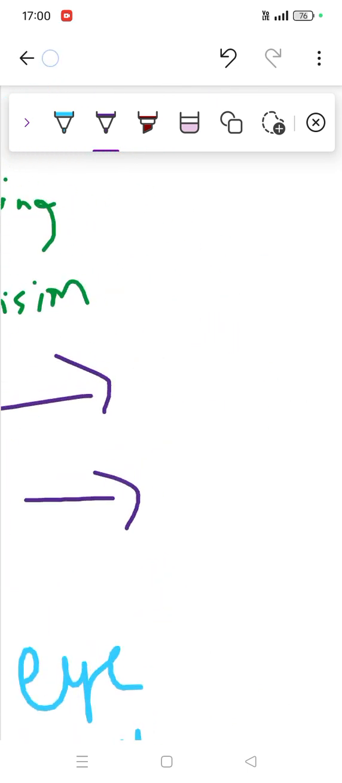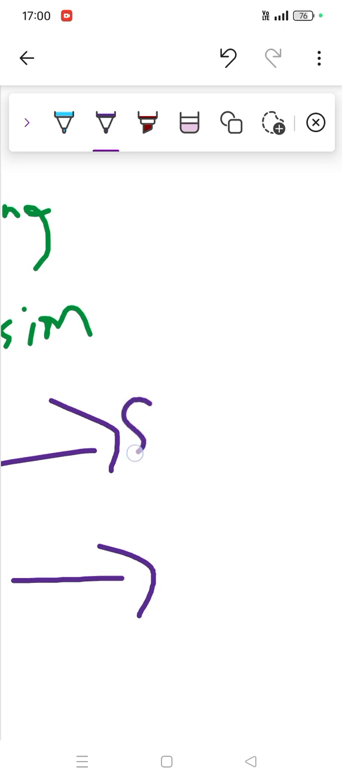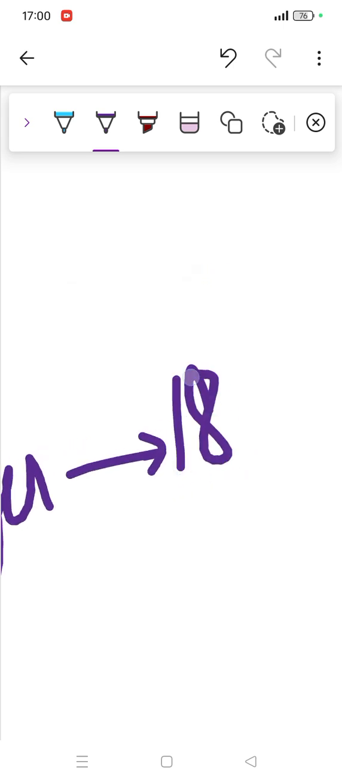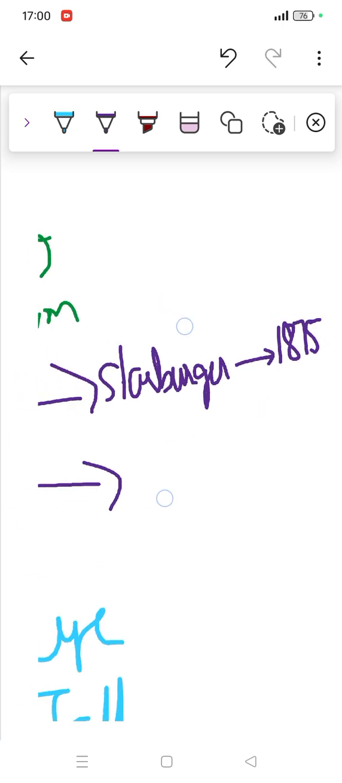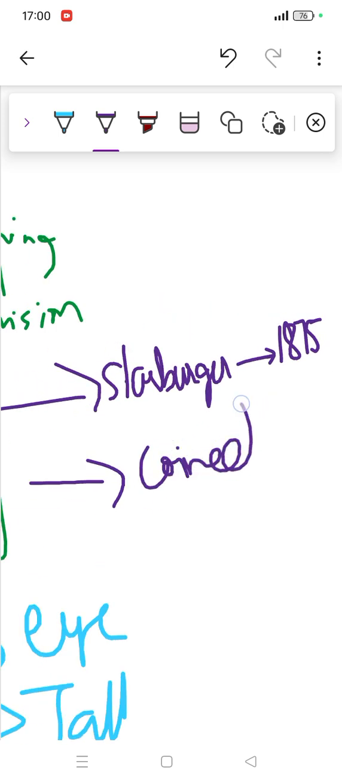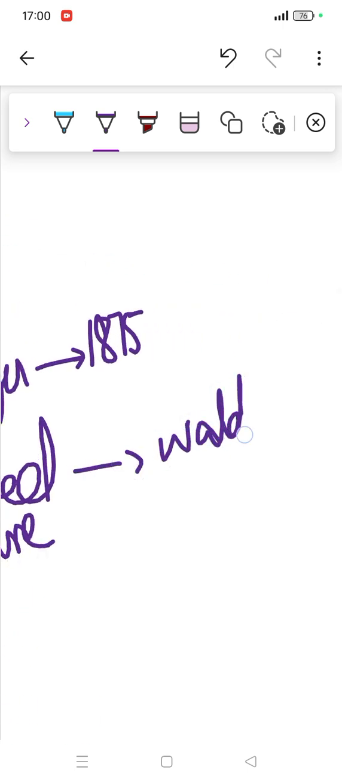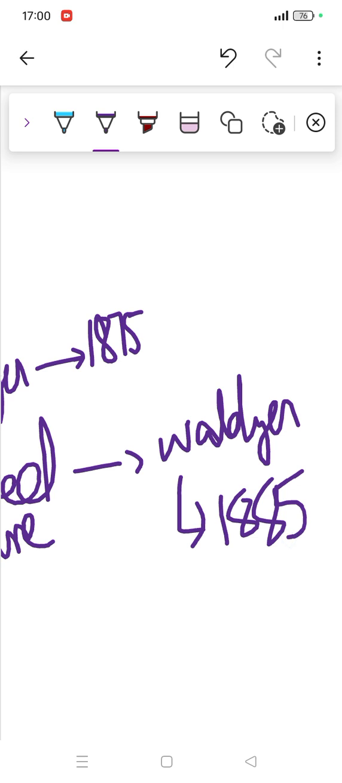The word chromosome was discovered by the scientist Strasburger in 1875. But the name was coined by another scientist called Waldeyer, in 1882 or 1888. So the chromosome, a thread-like structure present inside the nucleus, has so many functions.